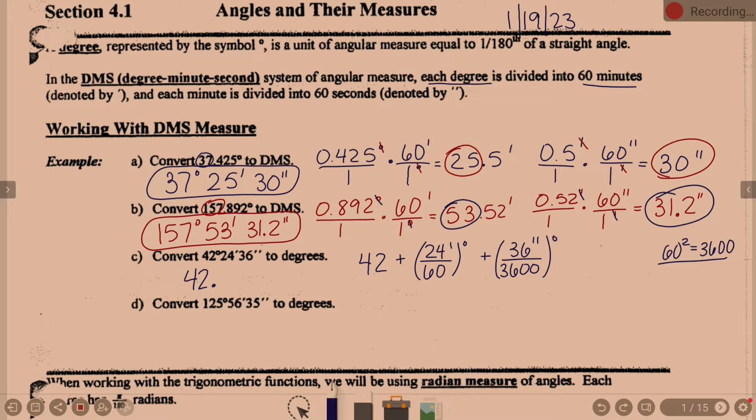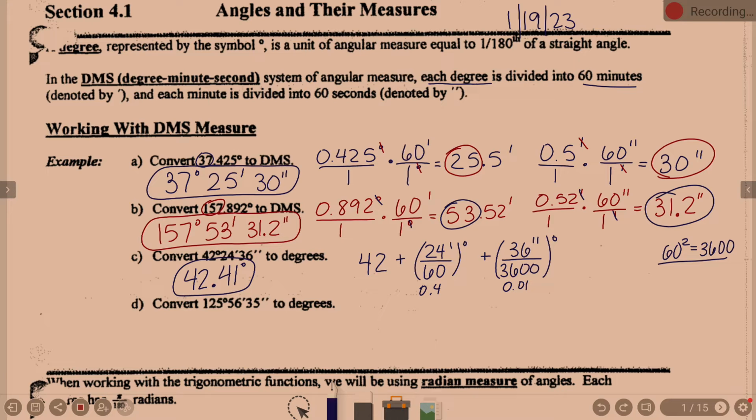Do we have a final answer yet? Yes. What are we thinking? 42.41. Final answer is 42.41 degrees. I agree. And here's the deal. 24 divided by 60 is 0.4. 36 divided by 3,600 is 0.01. Oh, I multiplied.